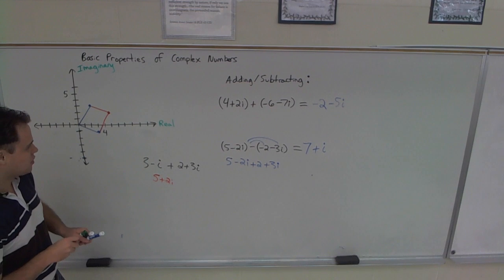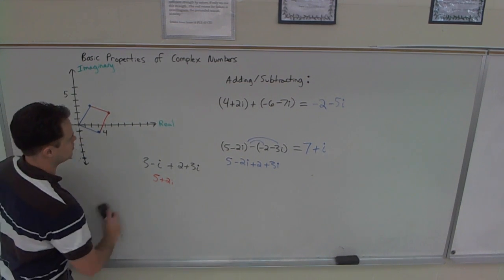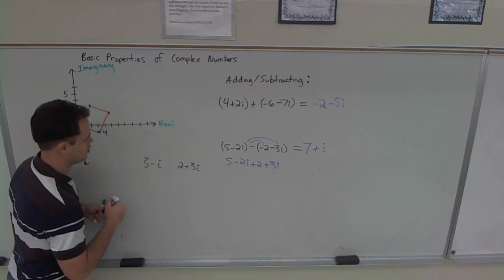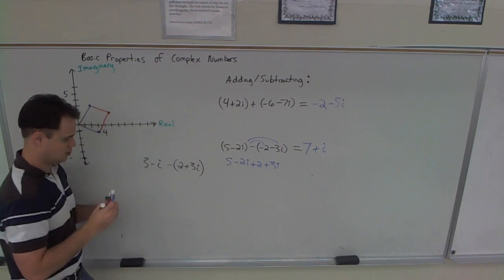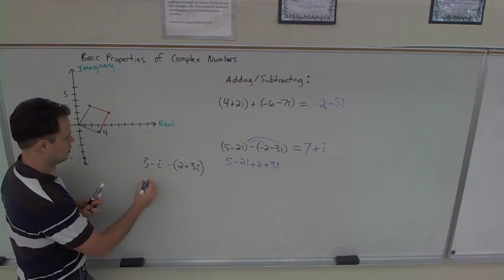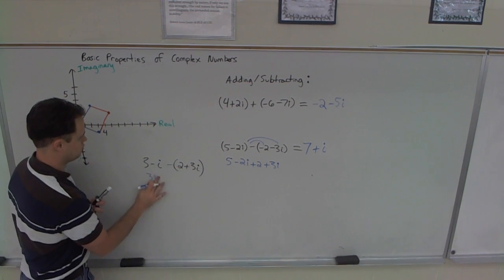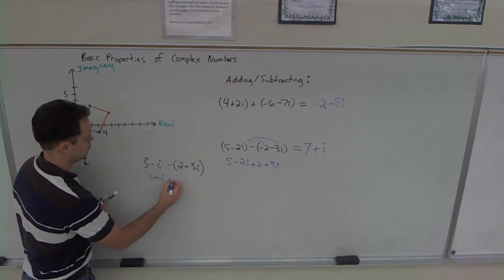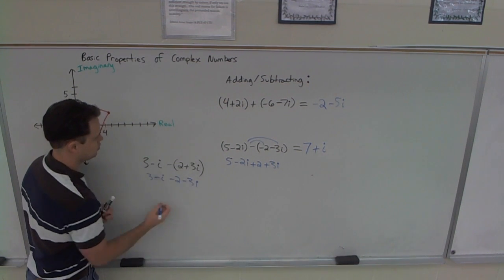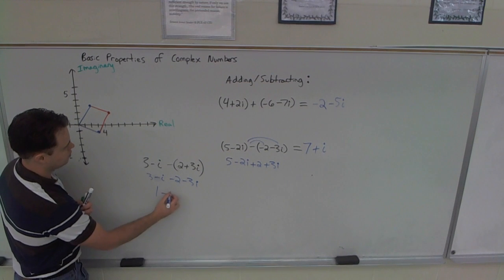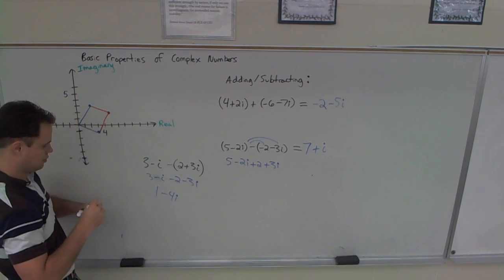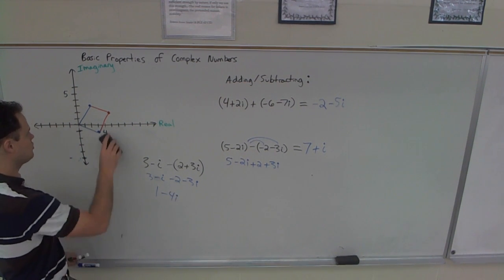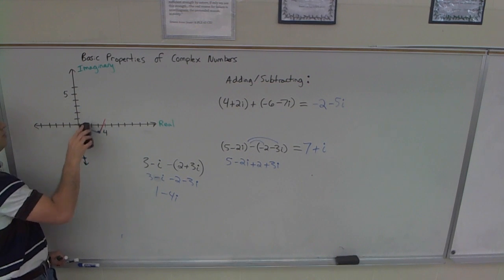If you wanted to subtract them, what would this be with subtraction? If I put a minus here, I've got to add some parentheses, right? So then this would be 3 minus i minus 2 minus 3i. Put those together and you get 1 minus 4i. So let's go back and graph that one.